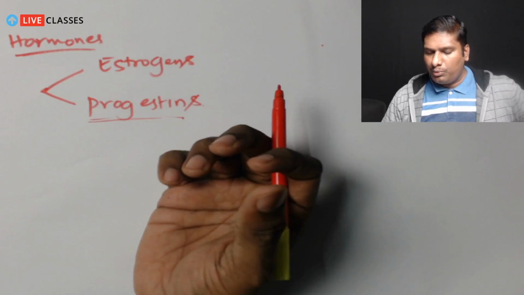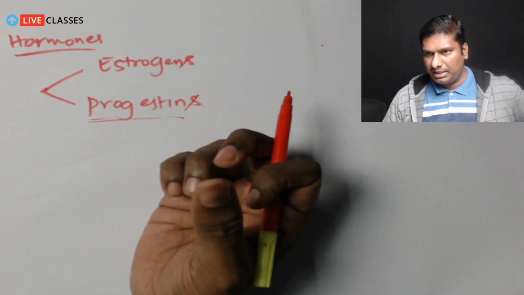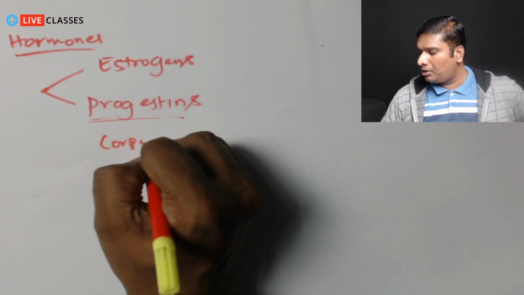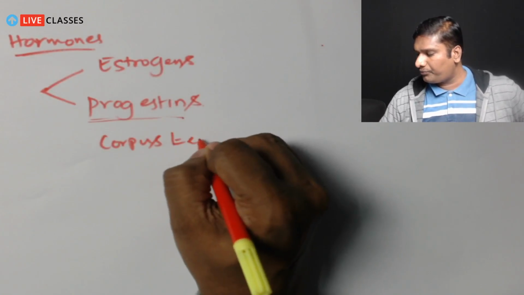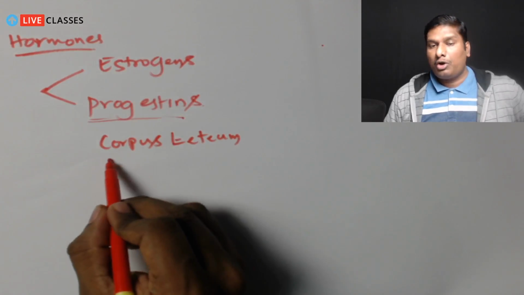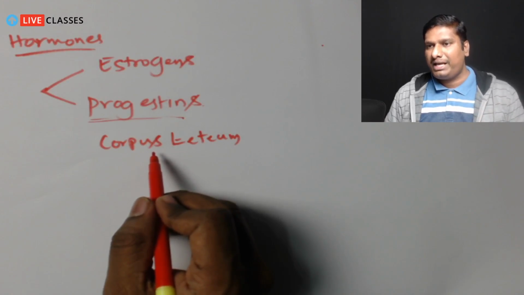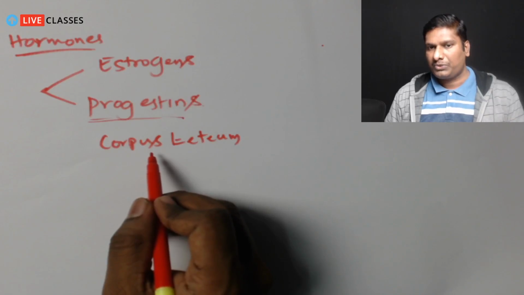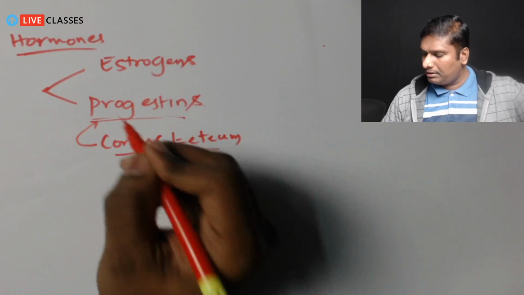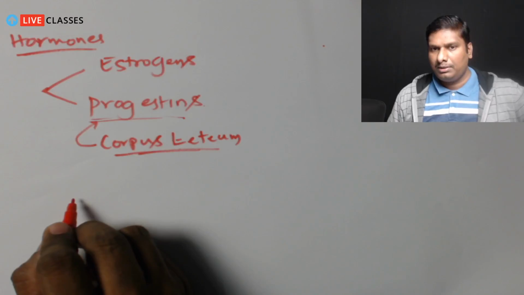The structure which is formed from the ruptured follicles is what we call the corpus luteum. The corpus luteum is the layer which remains once the follicle bursts. This corpus luteum is the one which actually produces the progestins.